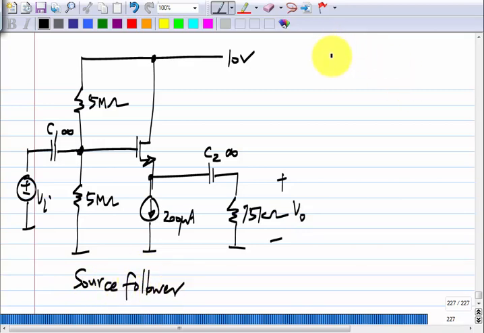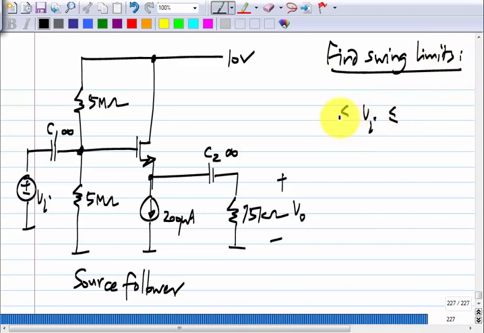So, just find the swing limits in terms of the input voltage Vi. Of course, in this case the gain is nearly 1, so it will also be in terms of the output voltage. Okay. As always, you just find the values of Vi when the transistor just goes to triode and just goes to cutoff, and for cutoff always use the criterion based on the total drain current like I described yesterday, not based on VGS becoming equal to Vt. Okay.